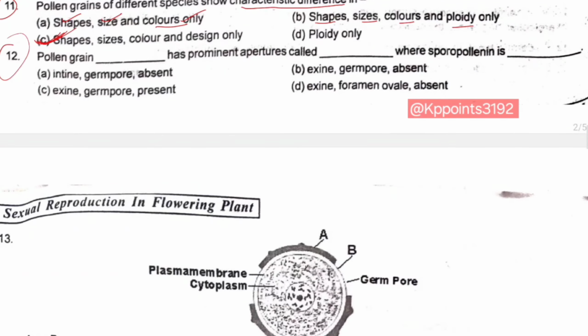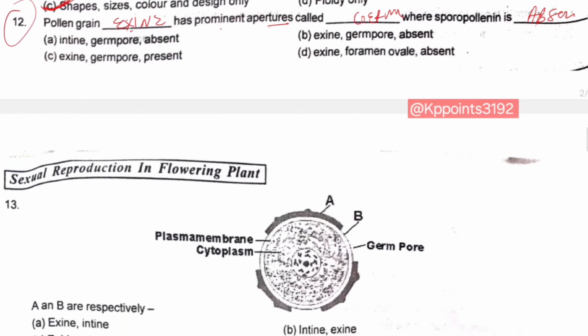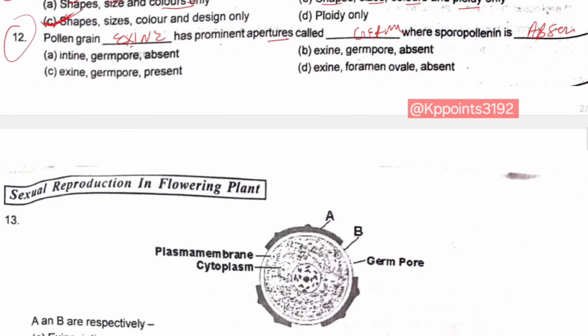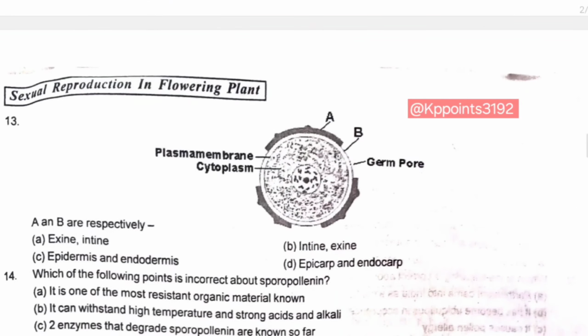Now question number 12. A pollen grain has a prominent aperture called the germ pore, where sporopollenin is absent. Clear? The outermost layer of the pollen grain is the exine, which has a prominent aperture called the germ pore, where sporopollenin is absent. In future, the pollen tube exits from the germ pore. Clear?